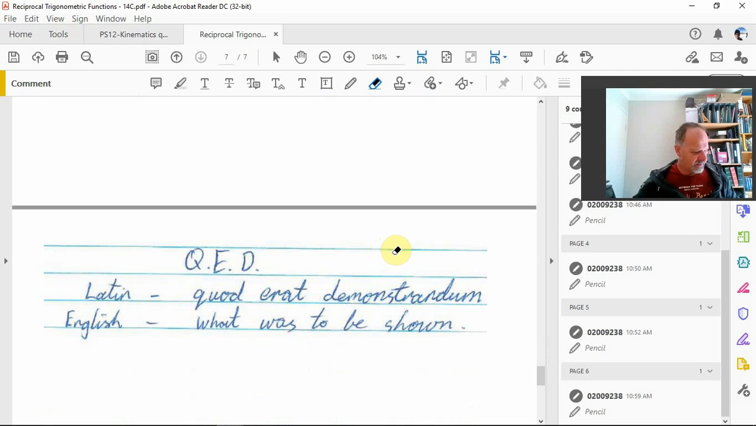All right, so that's that with that particular topic, the reciprocal circular functions, and also the Pythagorean identity, and using those things to find angles and things like that, but also to do some proofs.